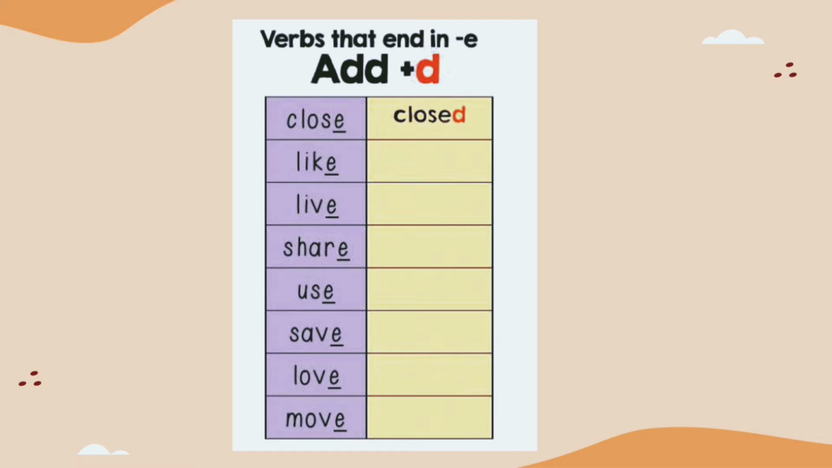Let's do share. Share. Add D becomes shared. Next, love. Love. Add D becomes loved.